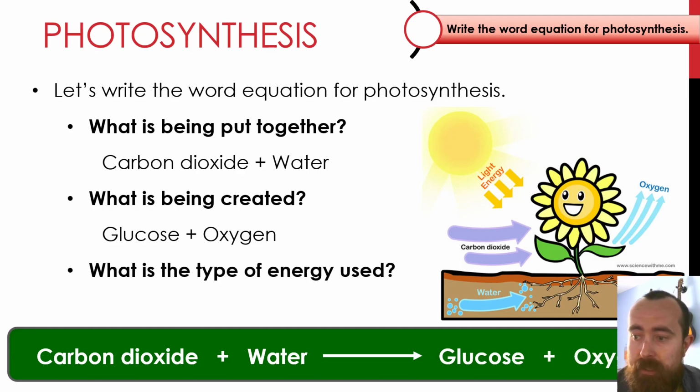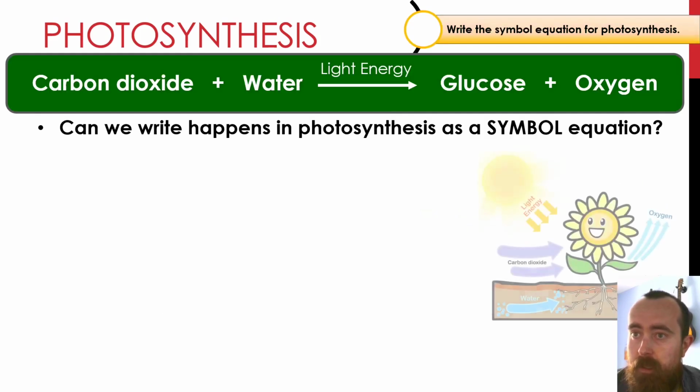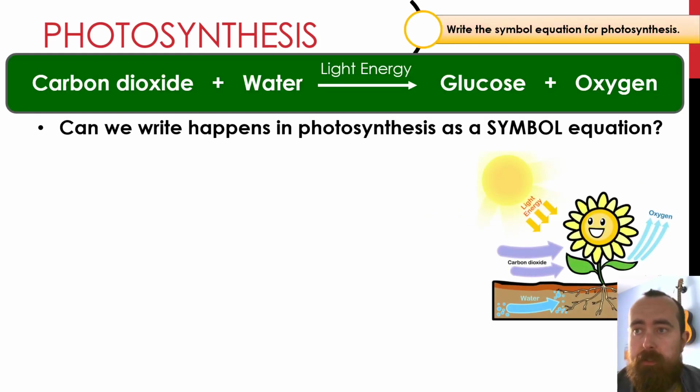And what type of energy is being used? Remember, we're going to put that on top of the arrow we've got there. The type of energy is going to be light energy. So that's our word equation: carbon dioxide plus water, with a bit of light energy thrown into the mix, we get glucose and oxygen out the other side.